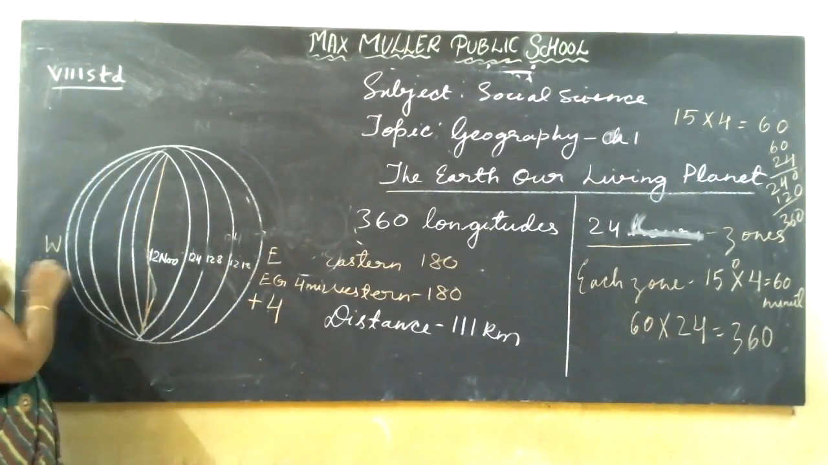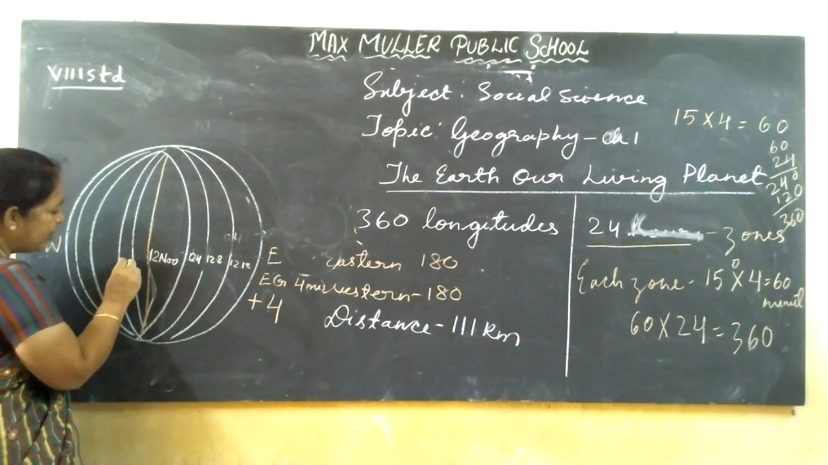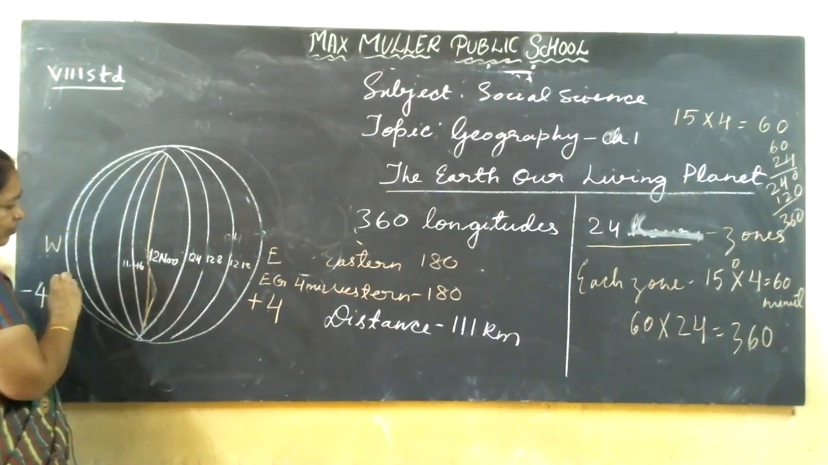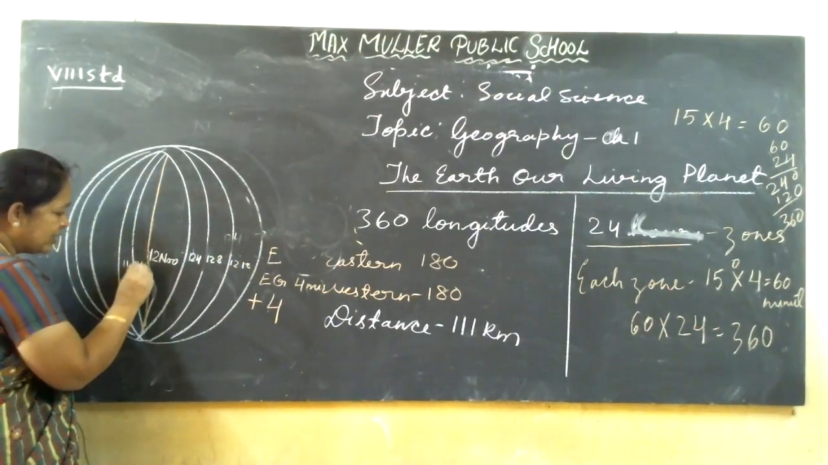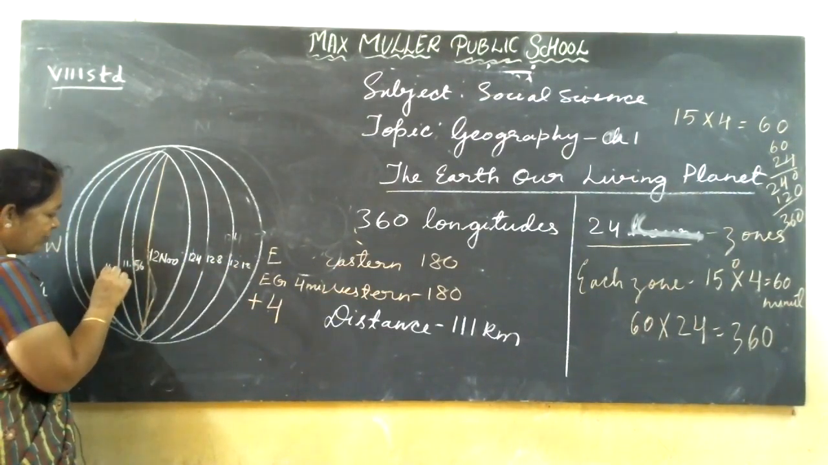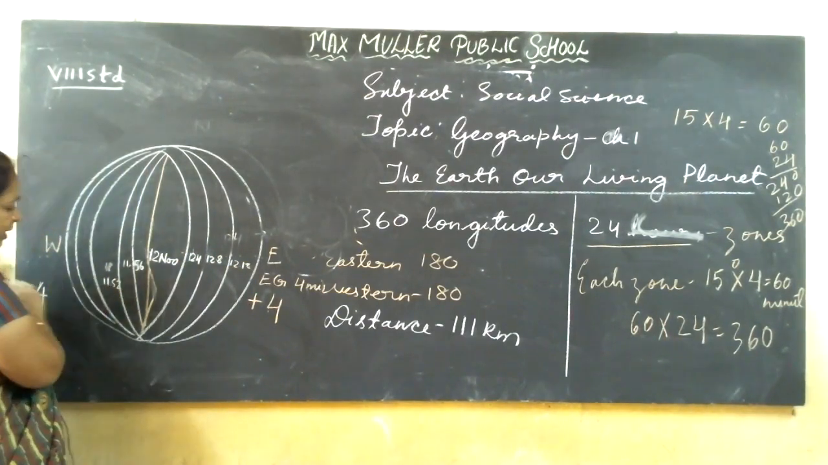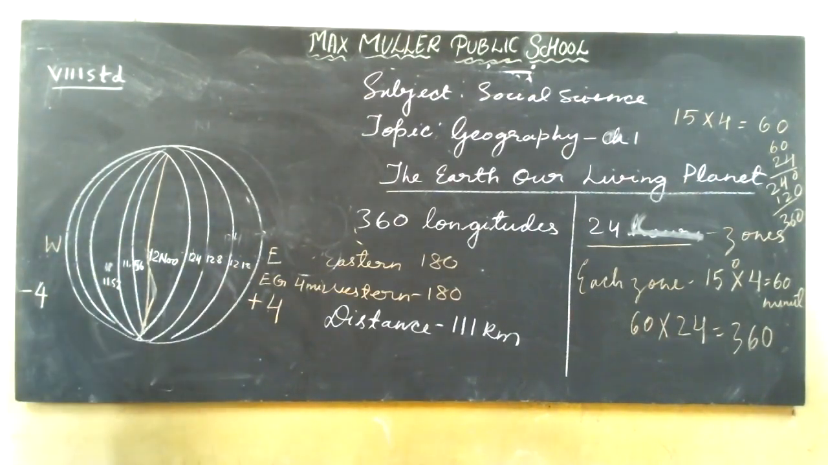When it is here to the western side, it will be 11:56, then 11:52. Like that, for 4 minutes you have to deduct.